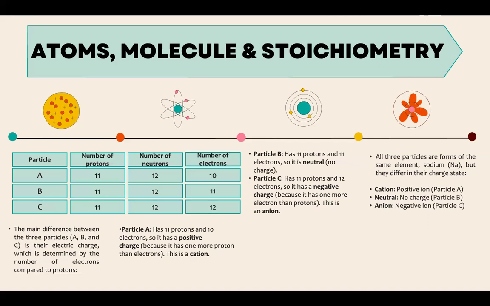All three particles are formed of the same element, sodium, but they differ in their charge state. Cation refers to a positive ion, which is particle A. Neutral refers to no charge, which is particle B, and anion refers to a negative ion and reflects particle C.